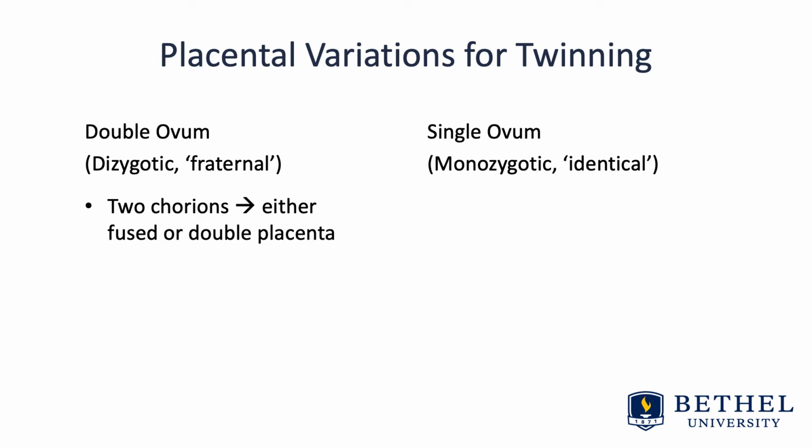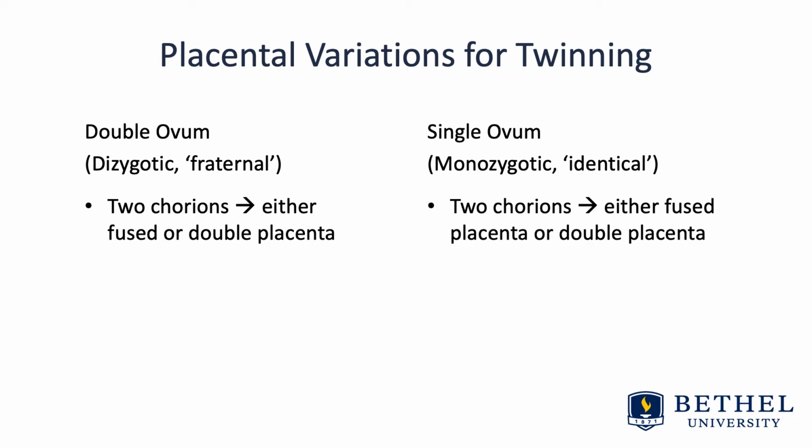Now for monozygotic twins, it started out as a single ovum, and then depending at what point it splits into two separate babies, that's going to determine what we get for a placenta. So if the split happens pretty early on, then you essentially have the same situation as you would for fraternal twins, where you have two separate placentas, two chorions, two amnions, and it could look like a double placenta, where it's separate, or they could be fused together. It could be either way.